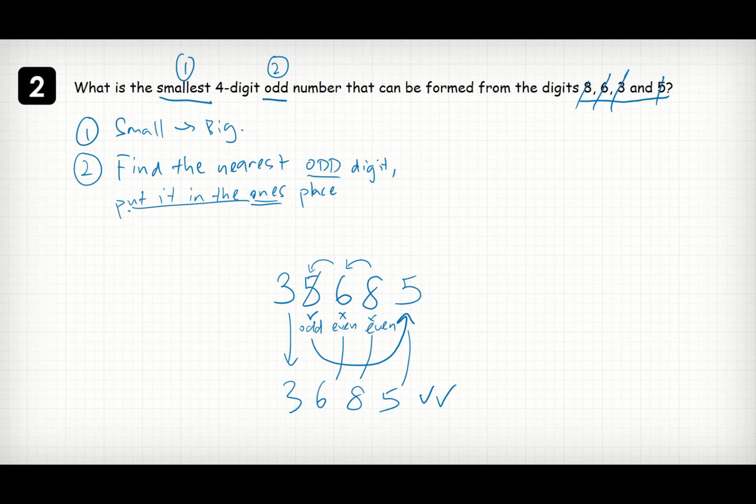And you may ask yourself, how do I know? If I try this, I put it in front instead. And instead of 5, I put 3 in front. Then I would have 5, 6, 8, and 3. It's an odd number, but is that the smallest number? This is not the smallest number because this 3685 is still smaller than 5683. So that would not be the smallest number, and so this would be wrong.